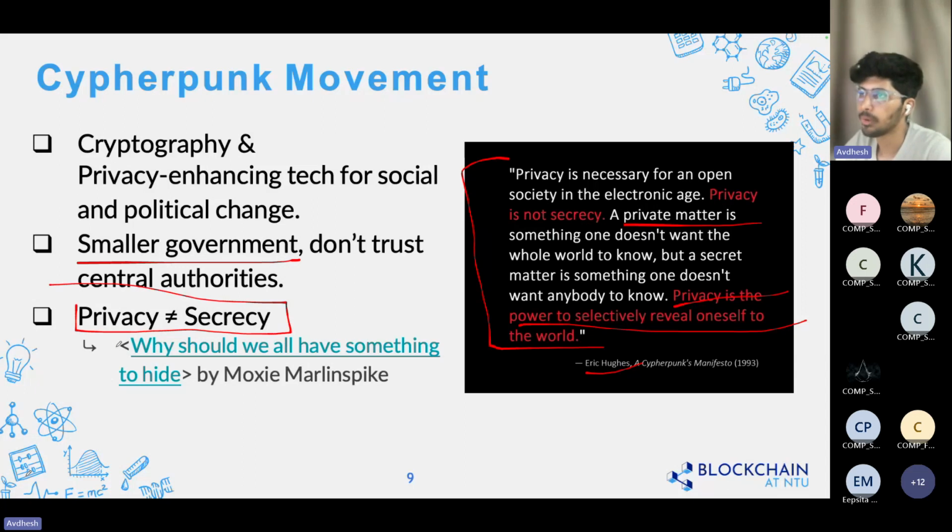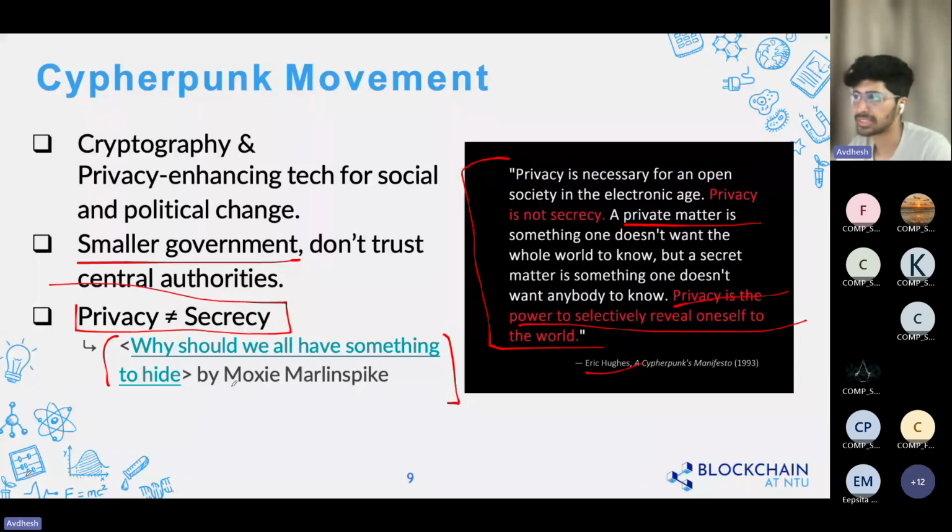So one blog I came across many years ago, and that is what sparked my interest in cryptography in general, was why we should all have something to hide. I'll share the slides later. You can check that out.